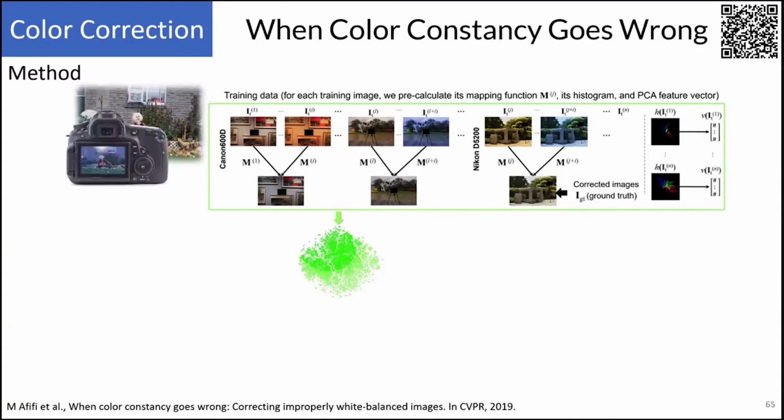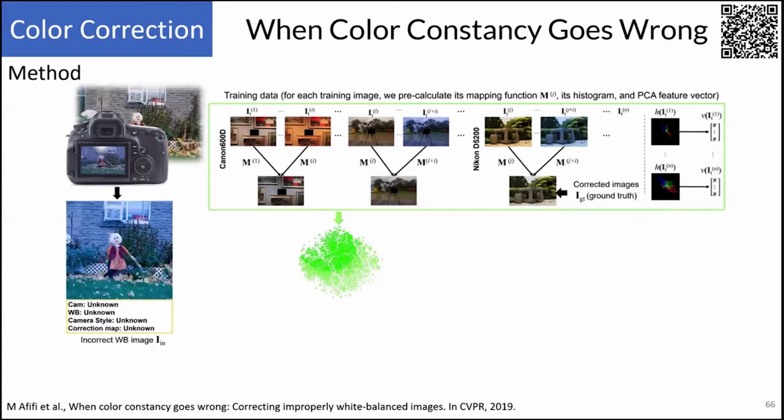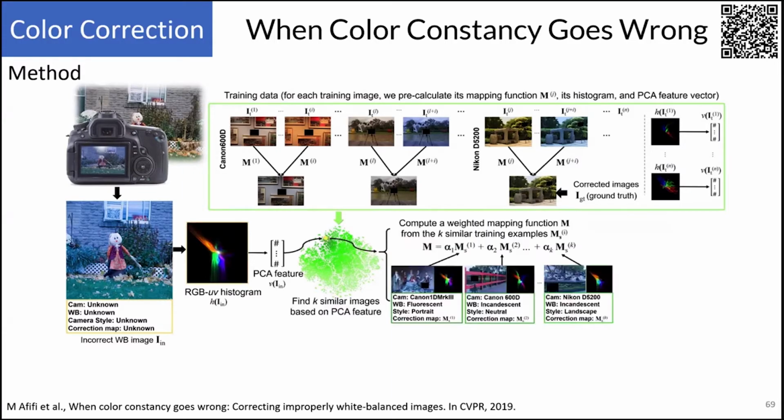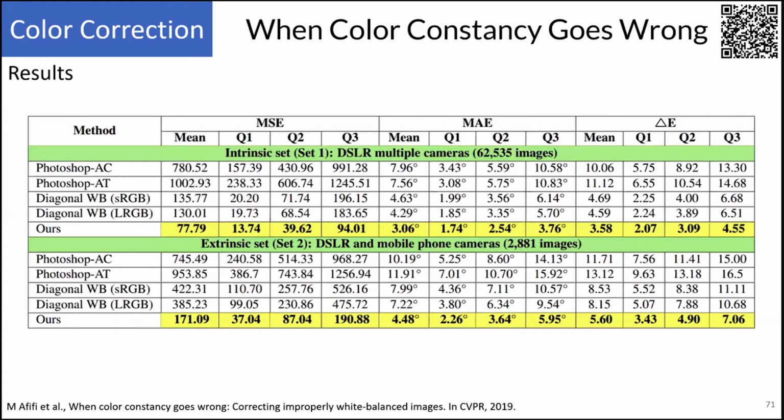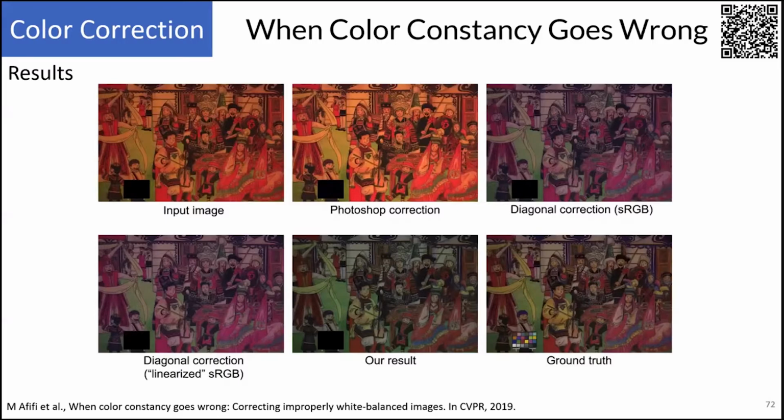So given a new image captured by an unknown camera and unknown white balance setting, we generate the histogram feature and then the PCA feature, search for similar examples in our training set, and then linearly blend between the pre-computed correction matrices to get the final corrected image. And it works very well, achieving state-of-the-art results when we compare with the diagonal solution in sRGB space, and generalizes very well to images outside our training dataset. Here I'm showing a qualitative comparison between the diagonal solution and our result. And please see chapter 6 in the thesis for additional results.